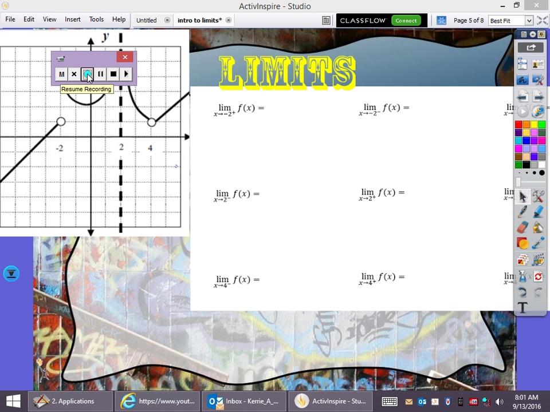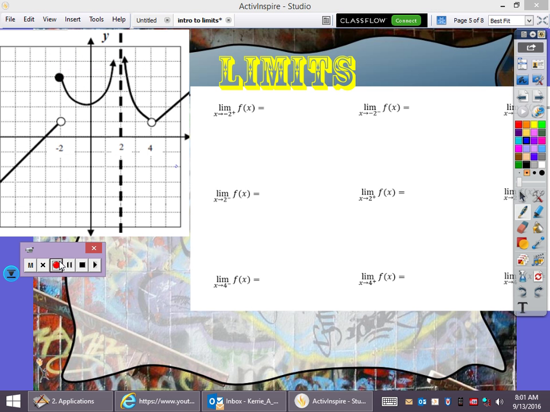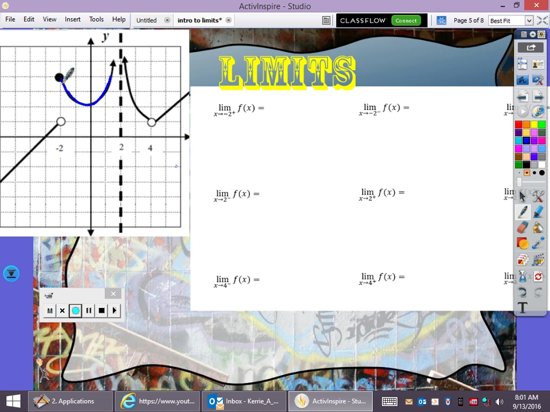Okay, another area of confusion is with these extra symbols. Now, this is talking about the value of -2 from the right-hand side. -2 from the right-hand side. So right hand, is that New York or California? New York. So we are going to head towards -2 from the right-hand side. Okay, so I'm traveling from the right-hand side. And what value am I heading towards? I'm heading towards 4. Does everyone see that? Okay.